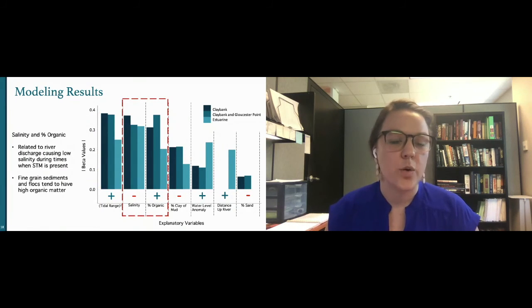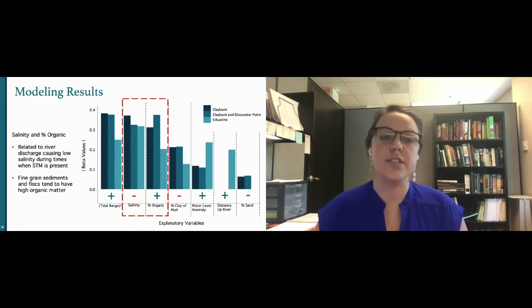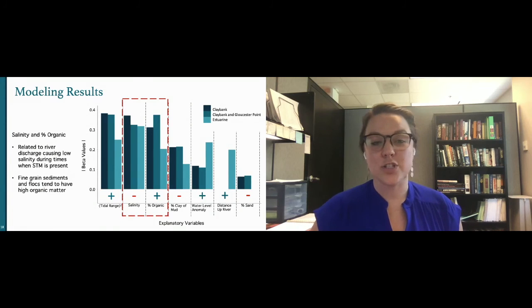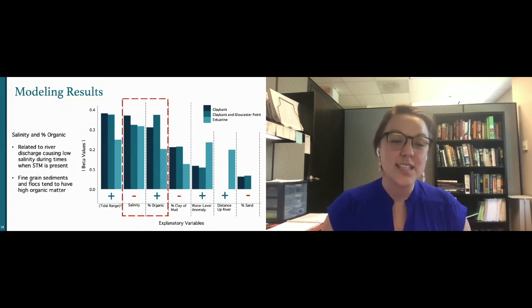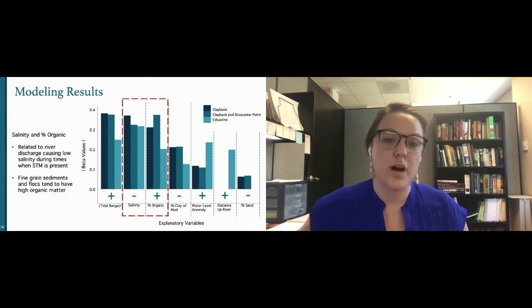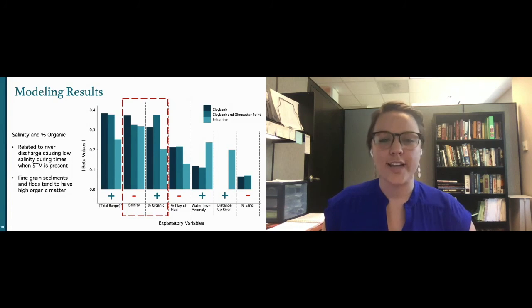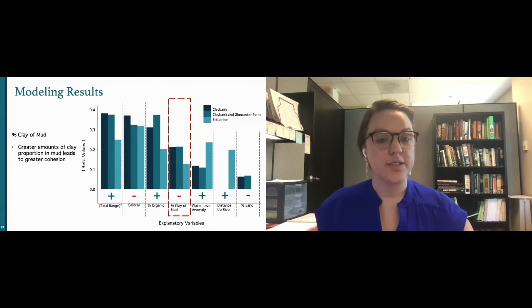Next, we have salinity and percent organic. And again, these are related to that river discharge causing low salinity during times when the STM is likely present. So that inverse relationship with salinity, we see increased erodibility during the time when the STM is present. And then when the STM is present, it has the ability to trap fine-grained sediments. And these sediments are able to stick together and deposit, and they tend to have a really high organic matter. So that's what's driving this positive relationship of organic matter and erodibility. And again, these two parameters are kind of tracers of when the secondary turbidity maximum is present in the lower reaches of the York.